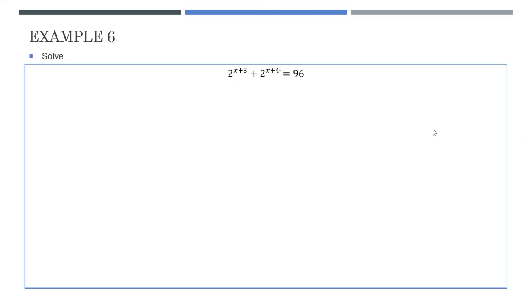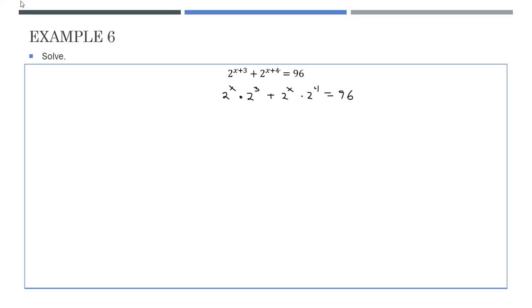And so what I'm going to do then is I'm actually going to split apart this x plus 3 here. Because really what this means is 2 to the power of x, times 2 to the power of 3. So if you remember, when you have the same base and we're multiplying, we actually add the exponents. So that's what's happening there. And we'll do the same thing here. We have 2 to the power of x times 2 to the power of 4 equals 96.